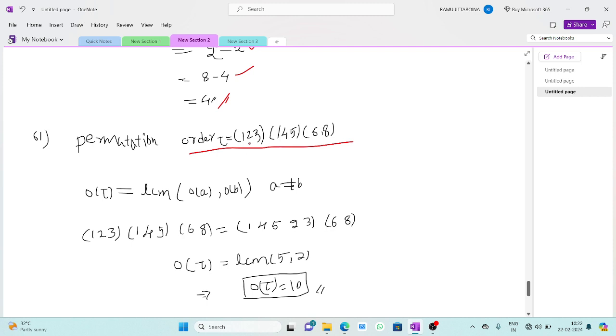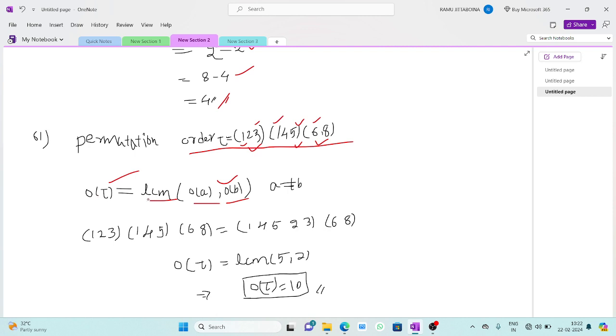Suppose these two cycles are distinct, so there is no common element between them. If we are asking the order of these two cycles, we can directly do it by applying the formula LCM of order of A and order of B. But he is asking the order of the three permutations, so there is a common element. One is a common element in these two cycles. So we have to multiply these two cycles first, then we get distinct permutation elements, then we can apply this formula. Whenever we get the order of the permutation, I just consider it as tau here in the permutation group.